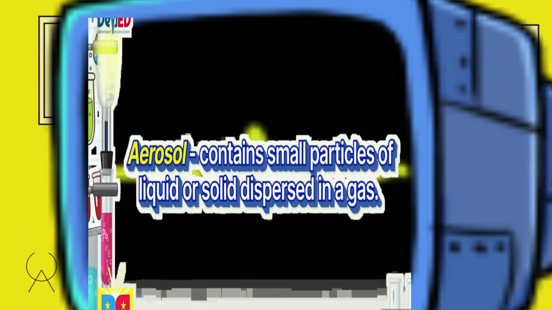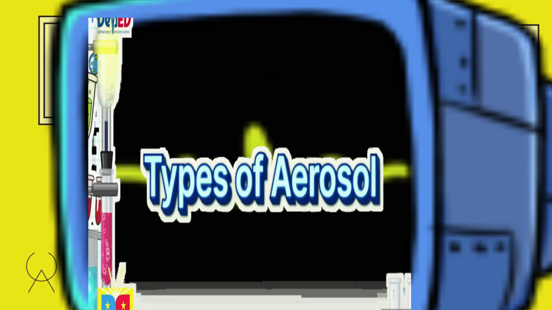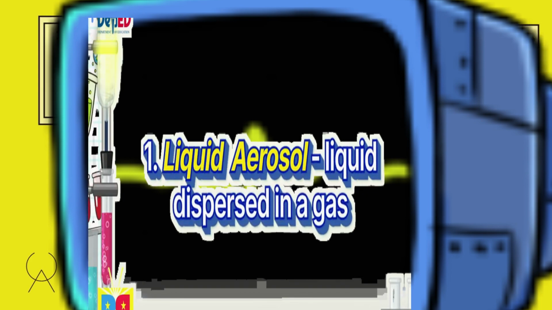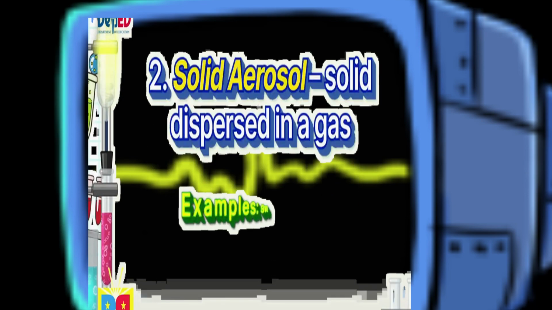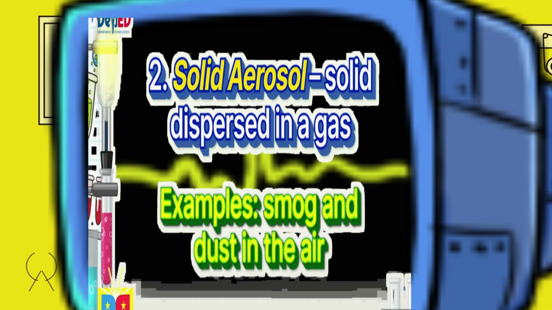Number 4. Aerosol contains small particles of liquid or solid dispersed in a gas. Types of aerosol. Number 1. Liquid aerosol, liquid dispersed in a gas. Examples, fog and clouds. Number 2. Solid aerosol, solid dispersed in a gas. Examples, smog and dust in the air.